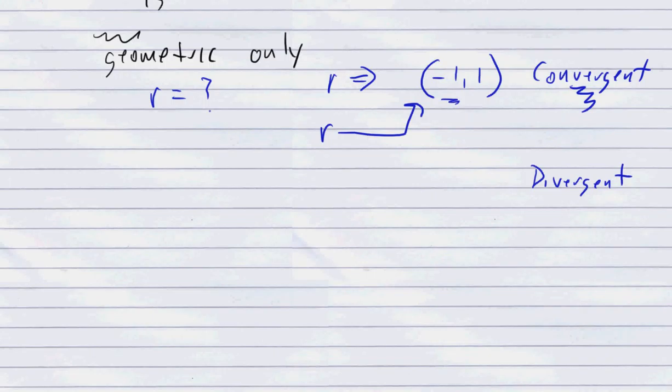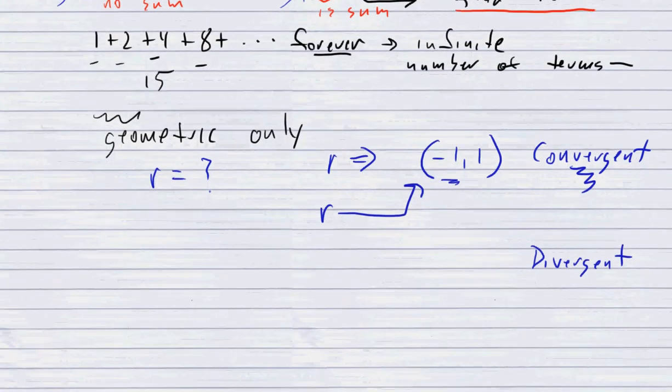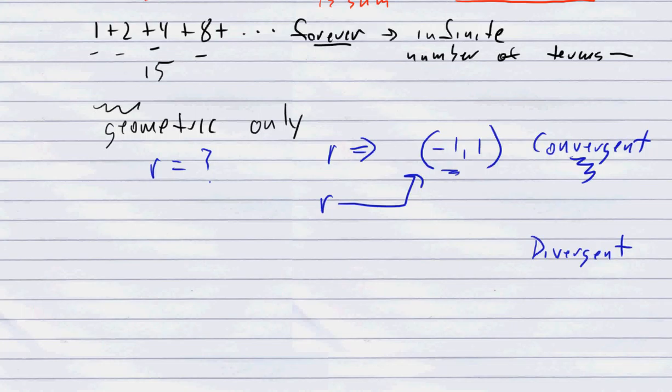So anyway, for example, this series we had up above, where I started with 1 plus 2 plus 4 plus 8 going on forever. You can see in that one that the R value is equal to 2. R is not in the -1 to +1 interval, so therefore this is divergent, and that series will not have a sum. So we just leave it alone. We go on from there.